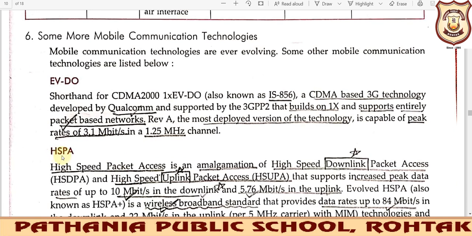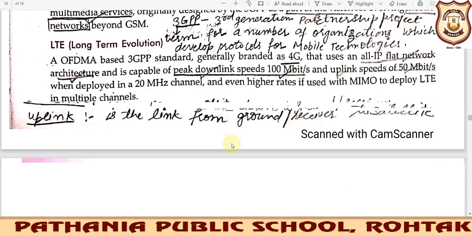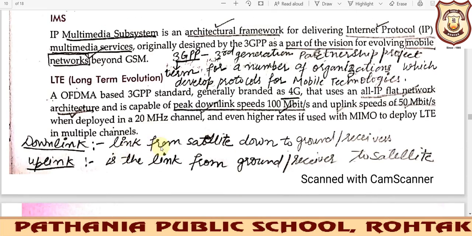Okay, next comes HSPA. HSPA stands for high speed packet access. Okay, so it actually includes downlink and uplink: high speed downlink packet access, and high speed uplink packet access. Uplink and downlink is like when you are creating a link from a satellite to your mobile phone or any other thing. So that is downlink, from the satellite to the receiver on the ground. Okay, uplink is the link from the ground or from the receiver to the satellite.